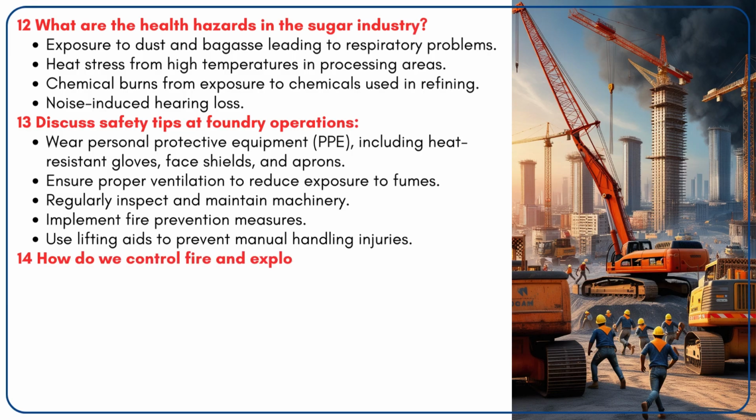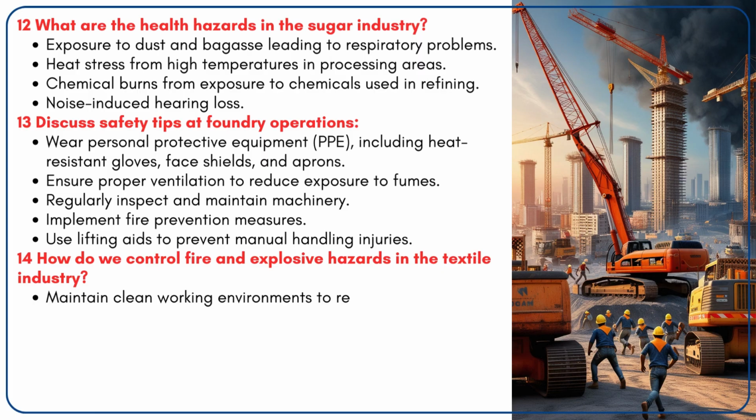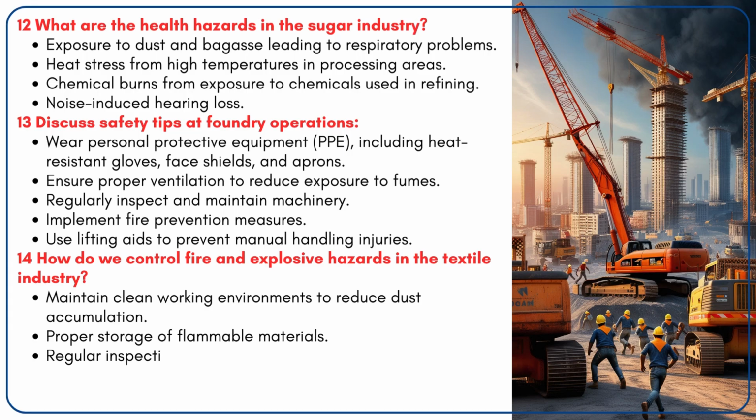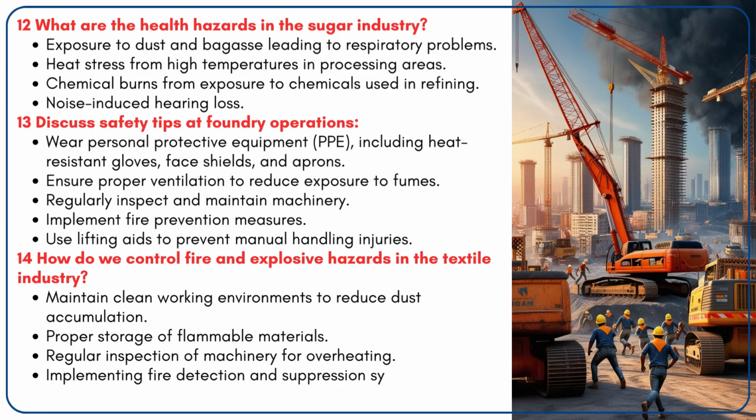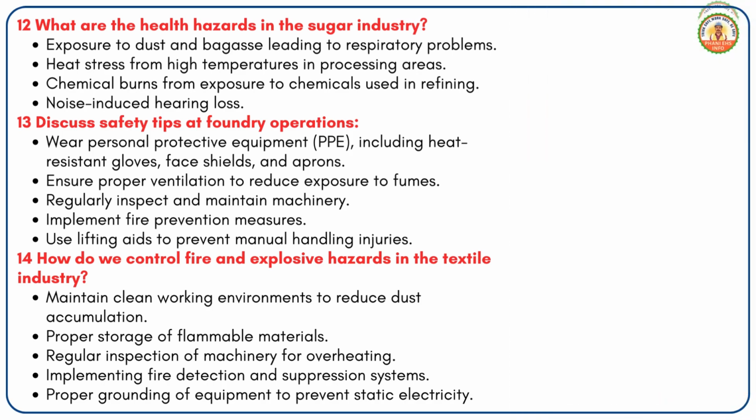14. How do we control fire and explosive hazards in the textile industry? Maintain clean working environments to reduce dust accumulation. Proper storage of flammable materials. Regular inspection of machinery for overheating. Implementing fire detection and suppression systems. Proper grounding of equipment to prevent static electricity.